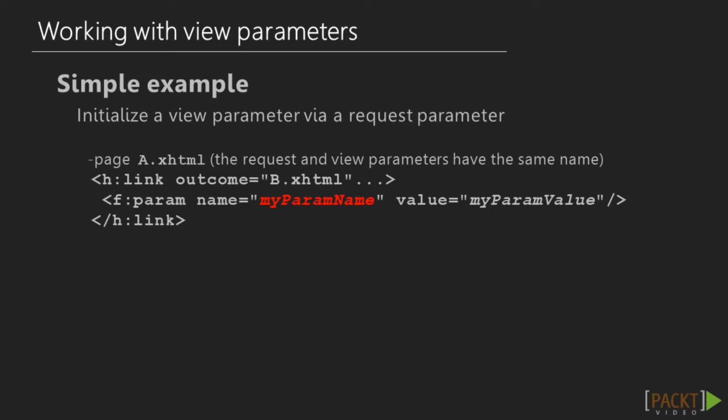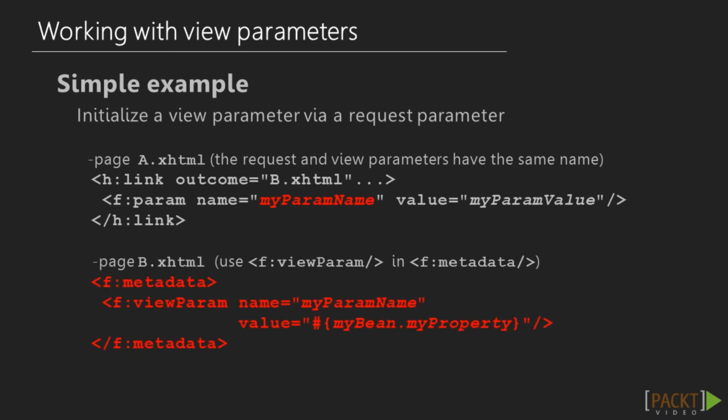In page A, we have a link that generates a URL that points to page B and contains a query string with a single request parameter named myParamName. As long as we define in page B a view parameter with exactly the same name, myParamName, JSF will initialize this view parameter with myParamValue. Further, the view parameter will initialize the my property of myBean.